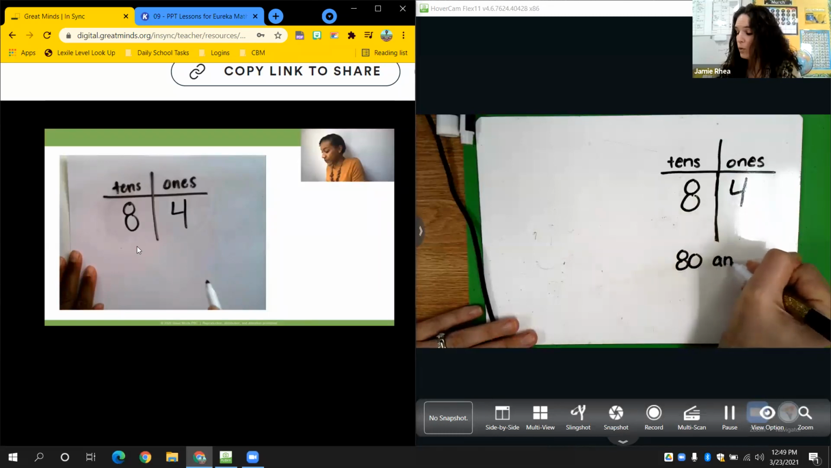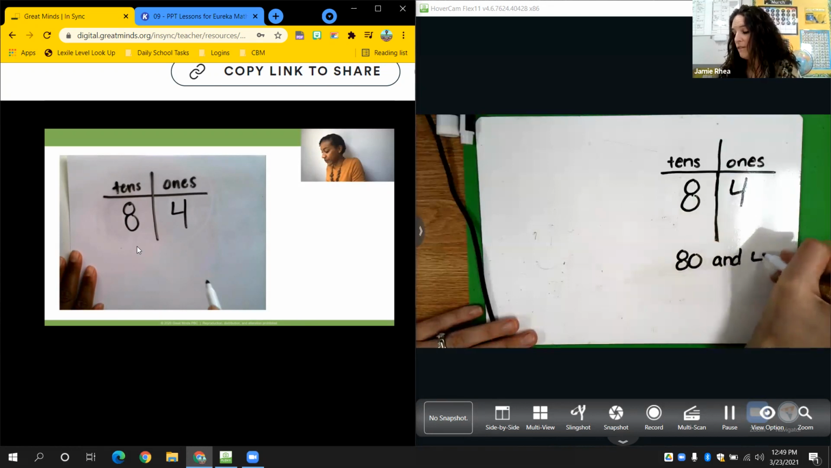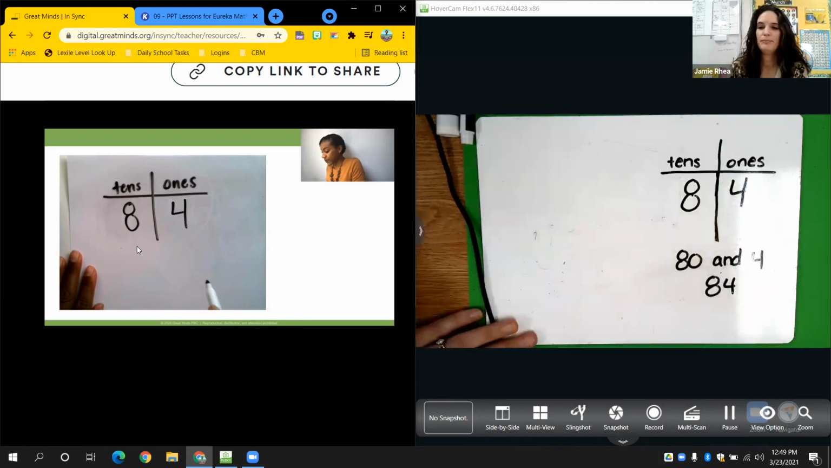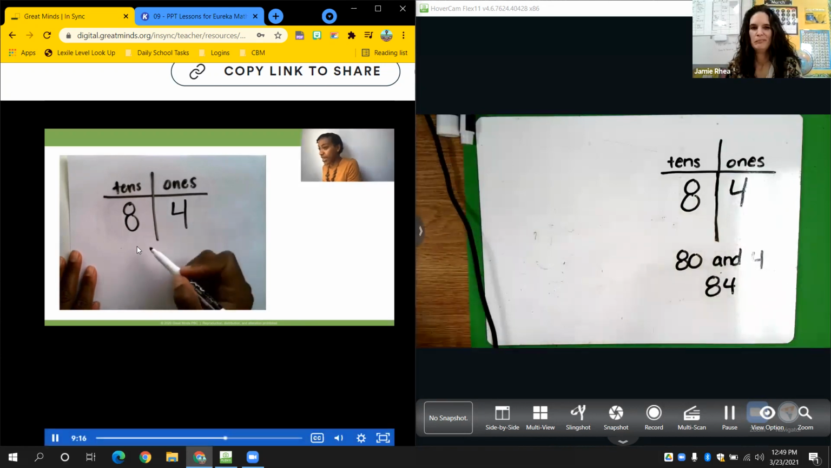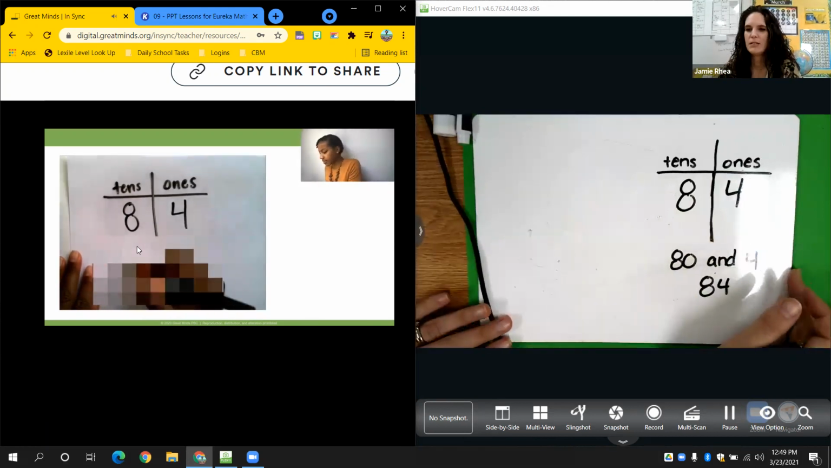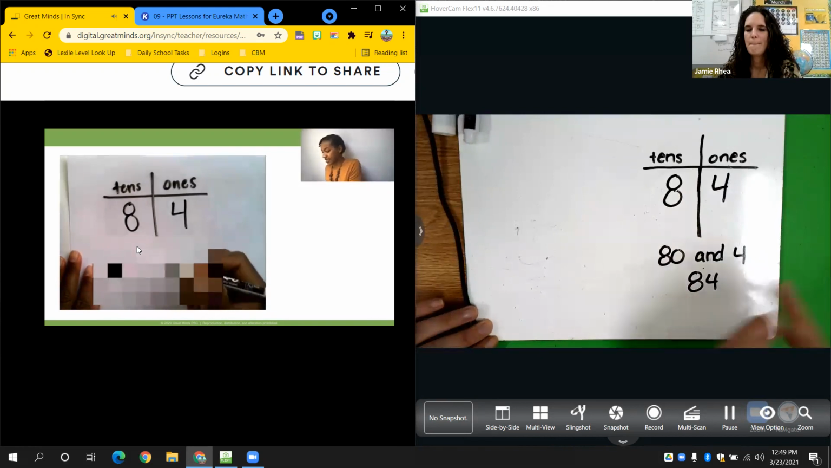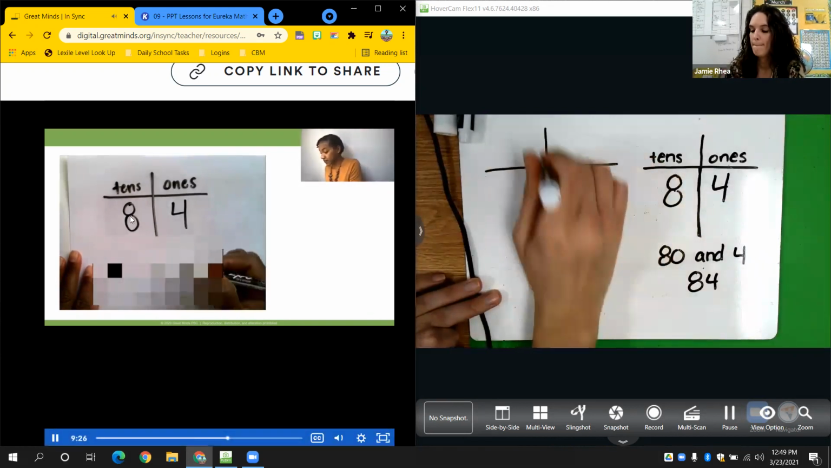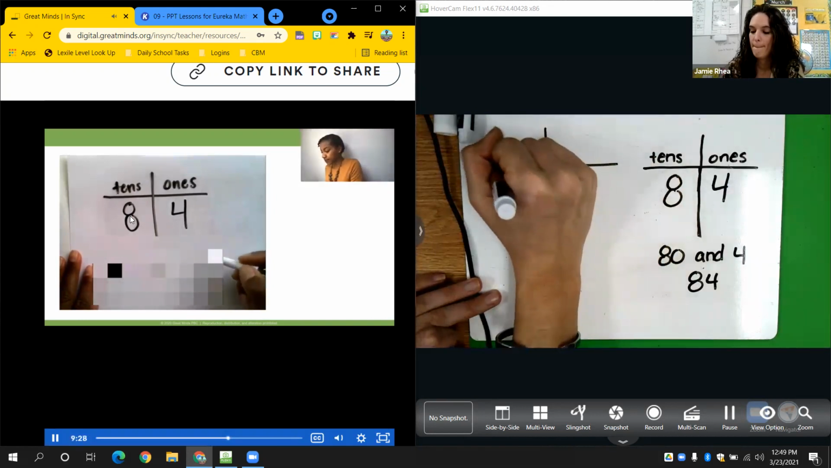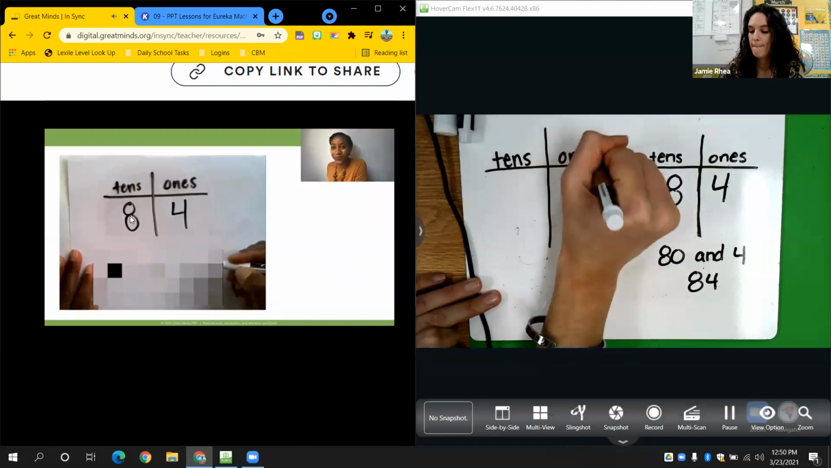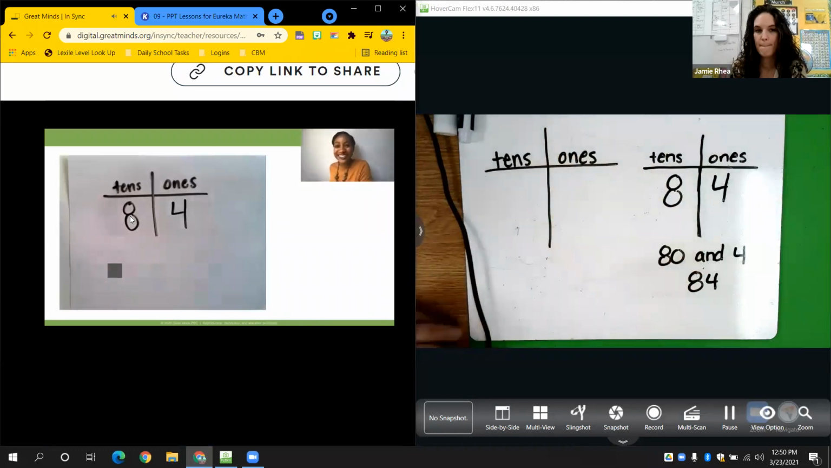And 4 ones is the same as 4. So 80 and 4 make 84. Value of 8 tens. That number. See, are we right?